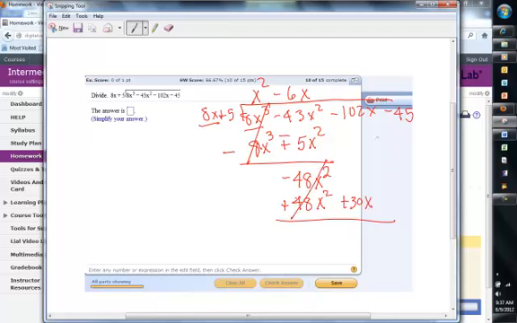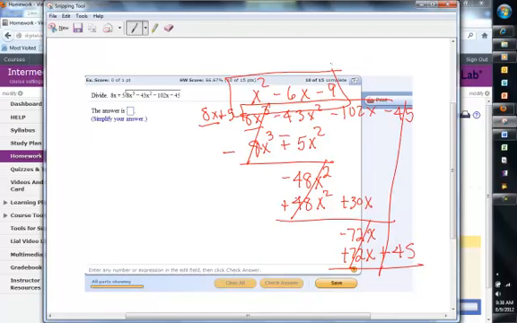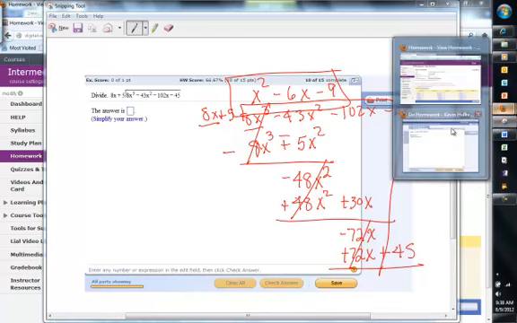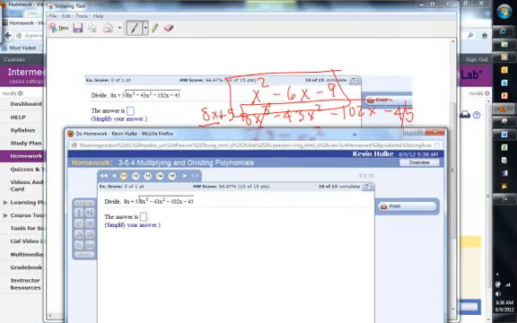These go away, and we have 102 minus 30 is negative 72x. 8 goes into 72 9 times, so negative 9. Negative 9 times 8x is negative 72x, minus 45. Change the signs and add them. This goes away, and this goes away, so our answer is x squared minus 6x minus 9.